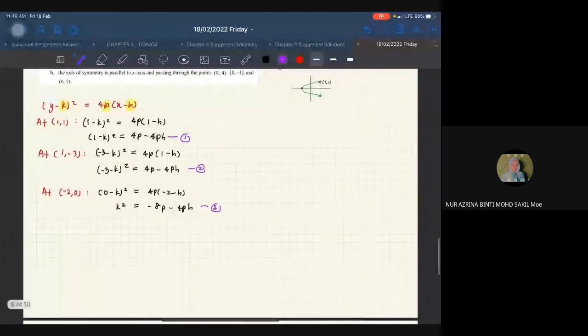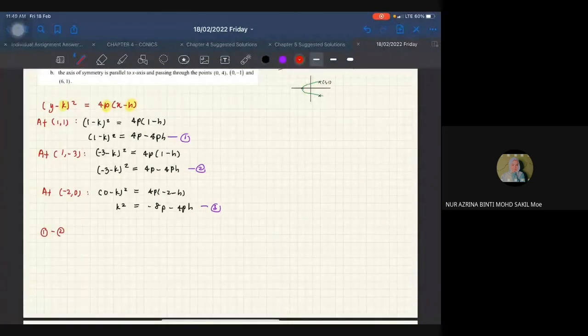Okay, so jom kita try. So I will do 1 minus 2. Okay, so what do I get from this one? So 1 minus 2, saya guna highlight, this is 1. Okay, this is 2. Okay, yang hujung tadi tu dia akan hilang saja. Yang this one dia akan hilang, cancel out each other. Okay, so what do you get is 1 minus k square minus negative 3 minus k square equal to 0.